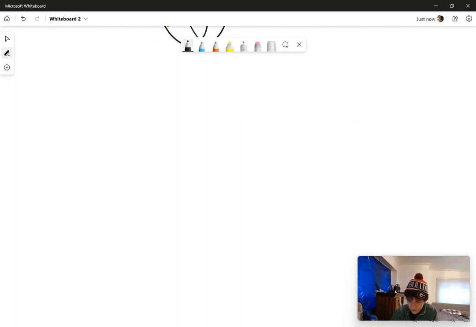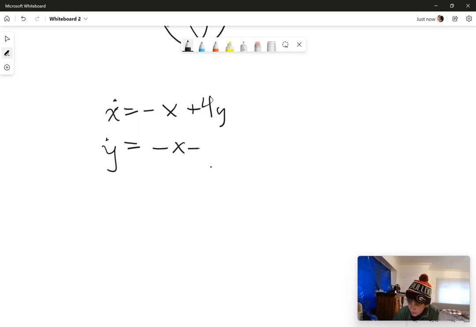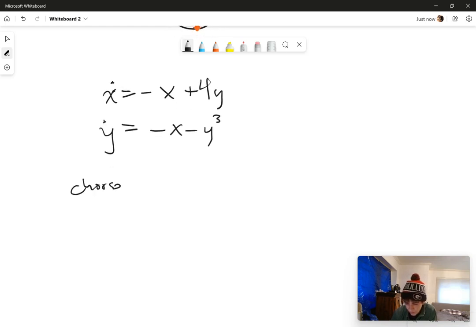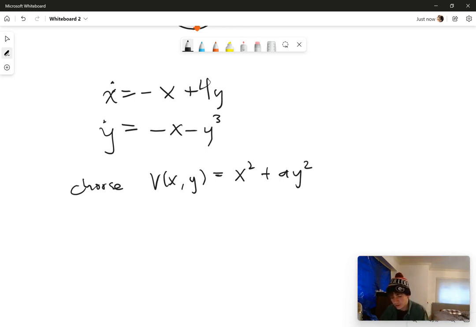So we have one example that he gives, the system x dot is equal to negative x plus 4y, and y dot is equal to negative x minus y cubed, okay? And so now we're going to choose V of x, y to be a sum of squares, so x squared plus a y squared. So observe that V has this nice property that essentially it's always going to be positive, and we need to show that it's strictly decreasing. So we immediately get that V of x is greater than 0 for all x not equal to 0.